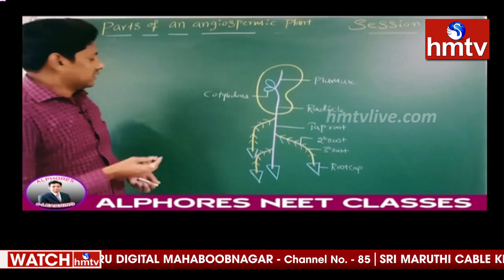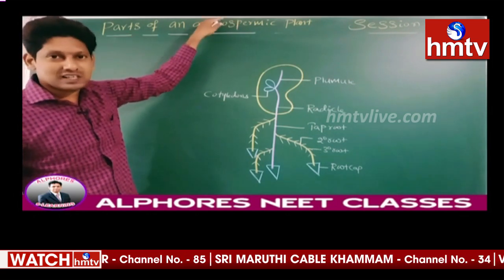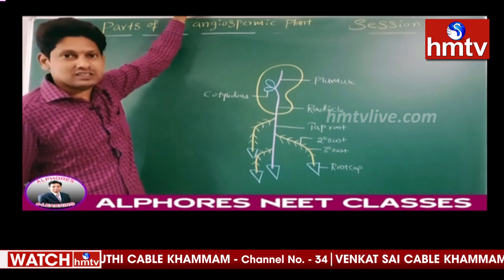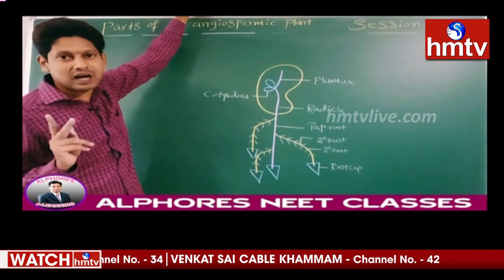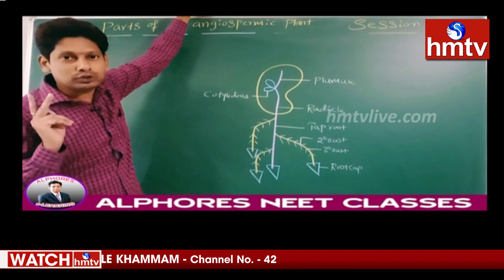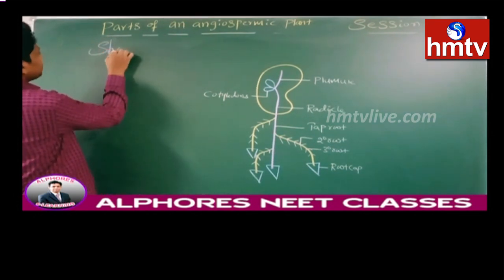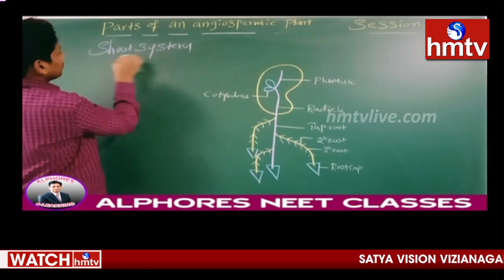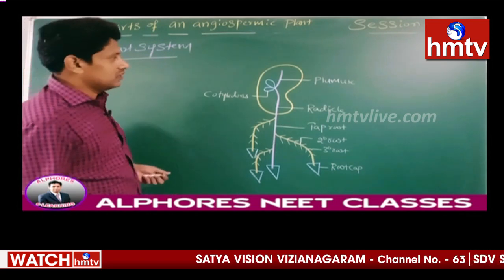Now listen here. We are discussing parts of an angiospermic plant. In an angiospermic plant, the two main systems are: number 1, root system, which we completed; and number 2, shoot system. What is the second one? Shoot system.